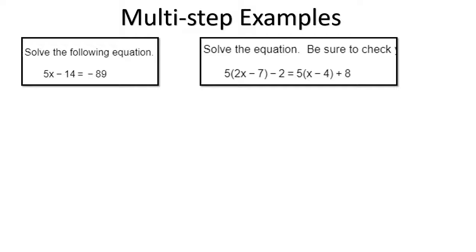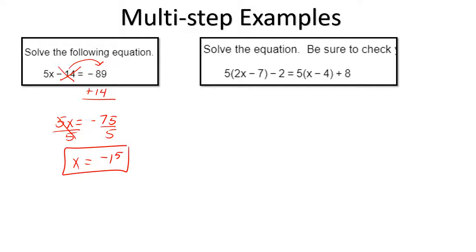Now here are examples of multi-step equations. If given the first one, I would move the 14 over first to make it be positive 14. That will leave 5x equals a negative 75. Then I would divide by 5. Always divide as your last step. And when you divide that, remember your sign rules. So x is equal to negative 15.